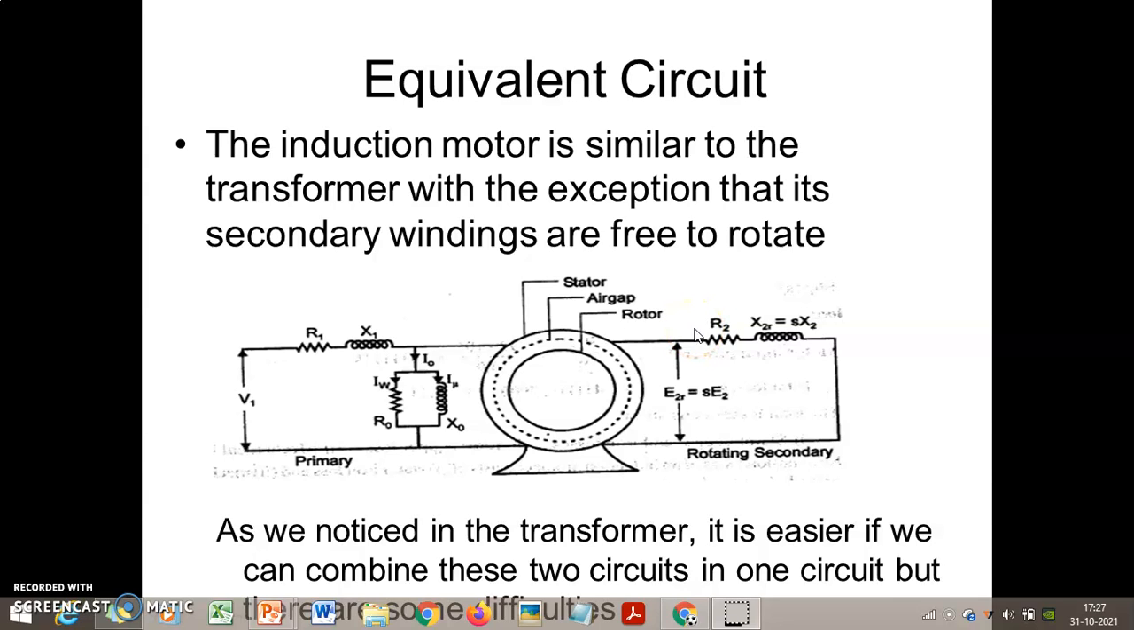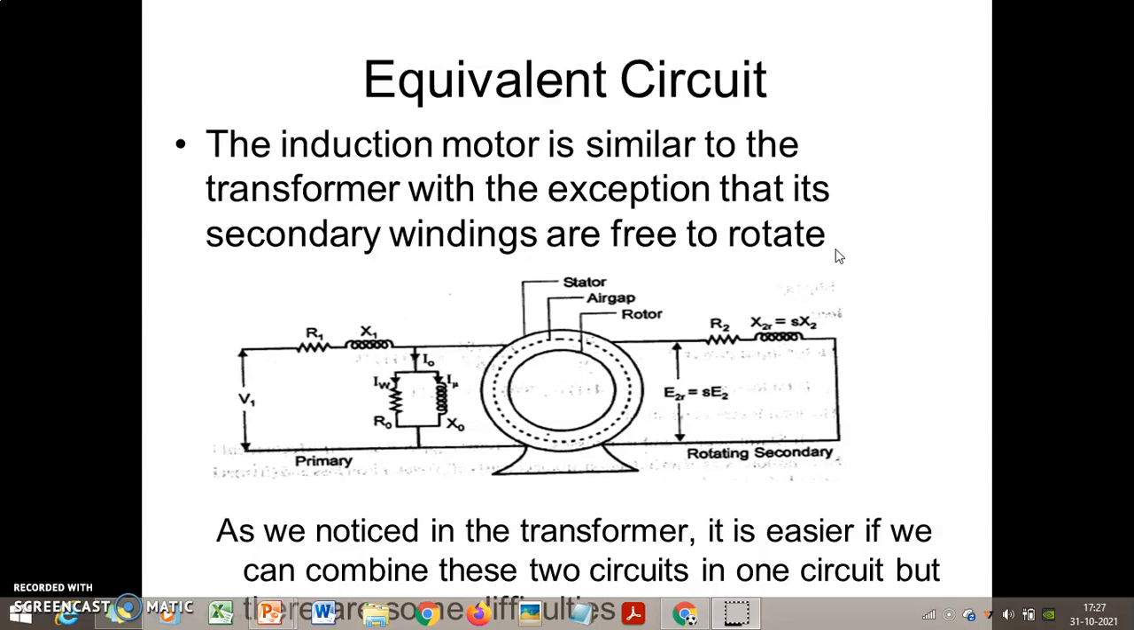Yeah, this video is all about the equivalent circuit of an induction motor. The induction motor is similar to a transformer, with the only exception being the secondary winding. In a transformer, we have a primary winding and a secondary winding. The secondary winding is either connected to the load or left free. But in the induction motor, the secondary winding is termed the rotor.